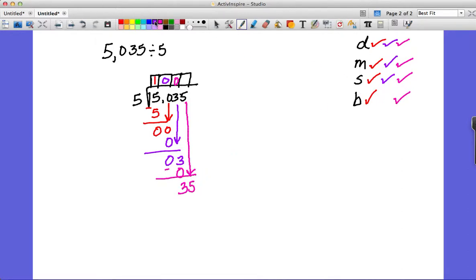Okay, and I forgot to check off that we brought down that other 0. So if this helps you to check and make sure that you did all your work, you can absolutely use colored pencils to make sure that you brought all the numbers down that you were supposed to. So now I have to divide.